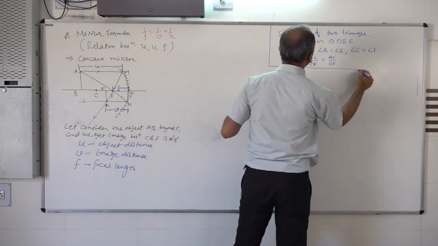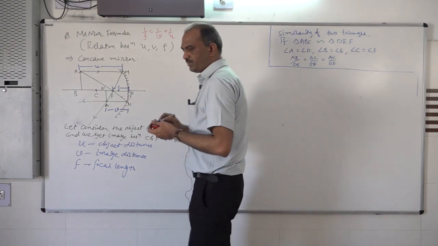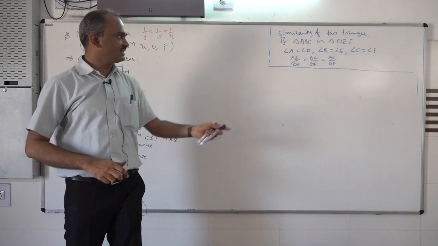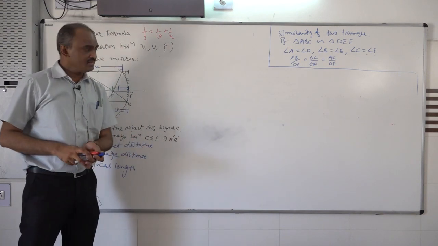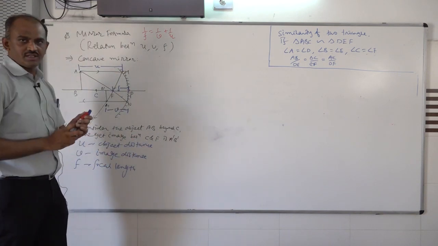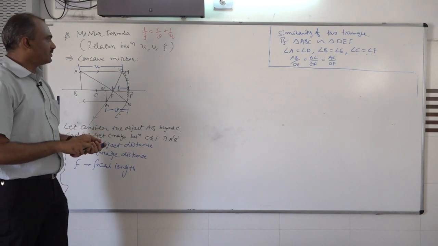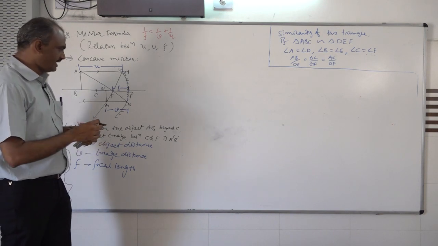So this is nothing but a concept of similarity of triangles. We are using this concept of mathematics to derive this formula. Let's see how we should derive this formula. First we should consider over here.